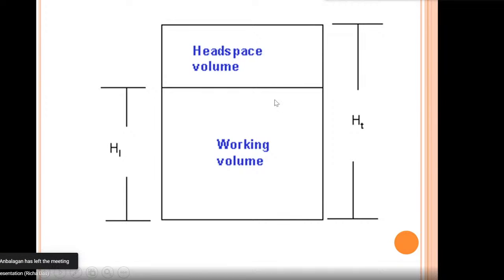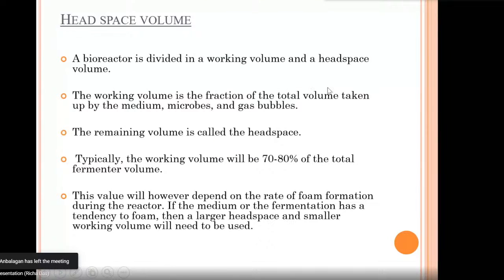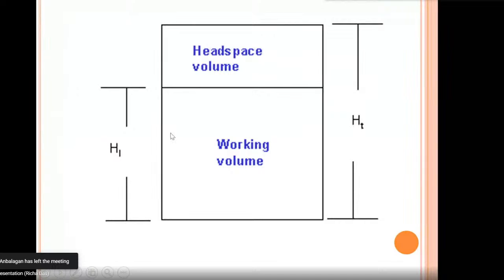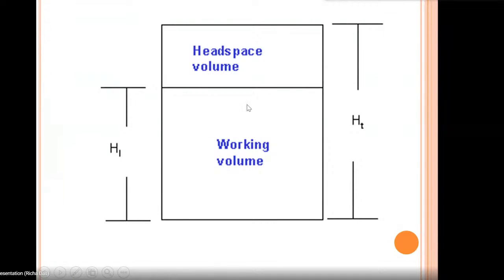Okay, so the working volume is said to occupy 70 to 80%, as we can clearly see in the diagram that most of the space in the fermenter is occupied by the working volume. So working volume occupies 70 to 80% of the space, and the remaining 30 to 20% of the space is occupied by the headspace, as we can see above.